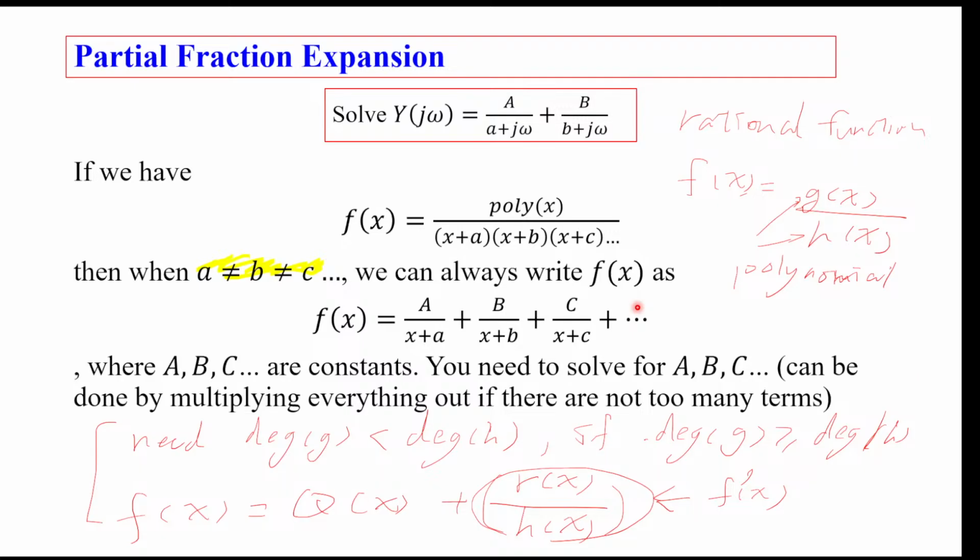Okay, so basically you want to solve for big Y equal to this big A over a plus j omega plus big B over b plus j omega. Okay, and so this is actually something you can do in general. So you have any rational function f of x equal to g of x over h of x, and g of x and h of x are polynomials.